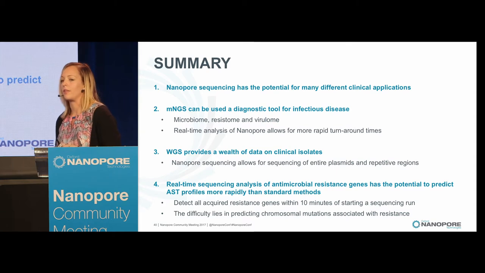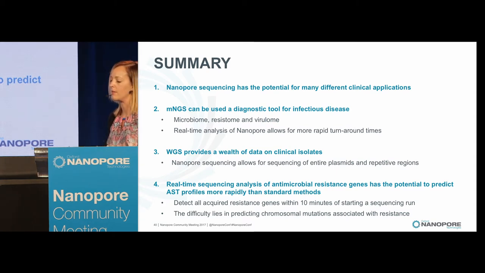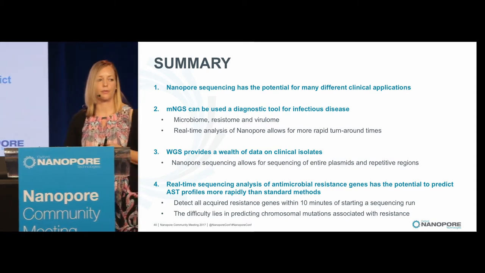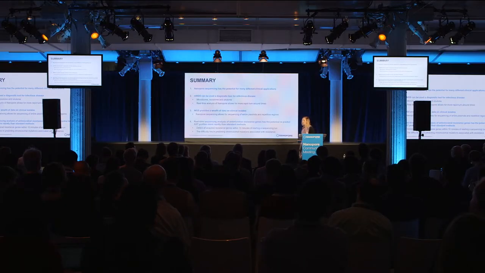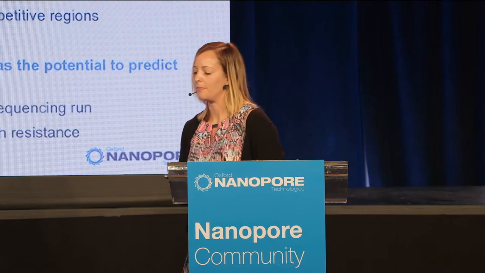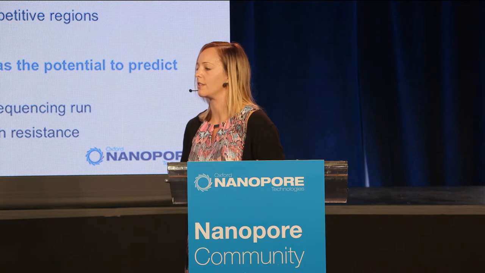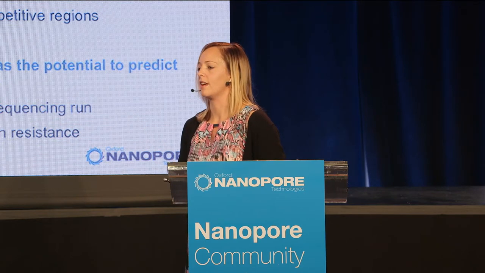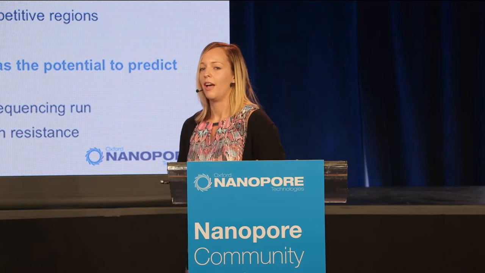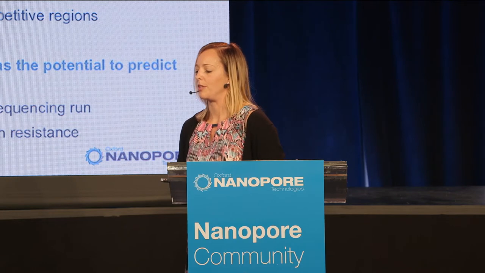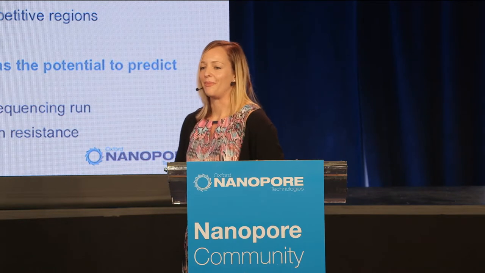And lastly, we believe that we can apply real-time sequencing analysis for antimicrobial resistance genes to potentially predict AST profiles more rapidly than standard methods. And we're working on a retrospective analysis right now, but hopefully do some more prospective analysis in the future. And again, we're having a little bit of difficulty around chromosomal mutations, where acquired resistance genes are easily detected, but we believe we can get around the chromosomal mutation issue. So, thank you.